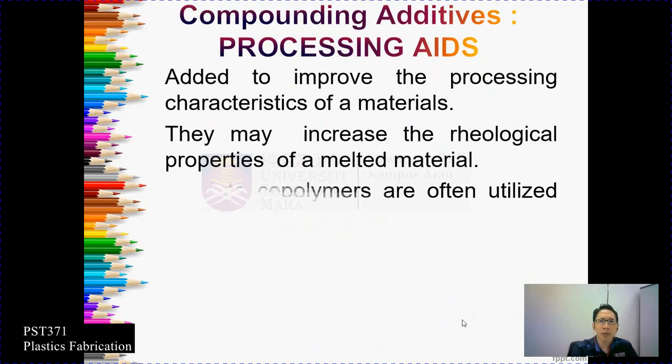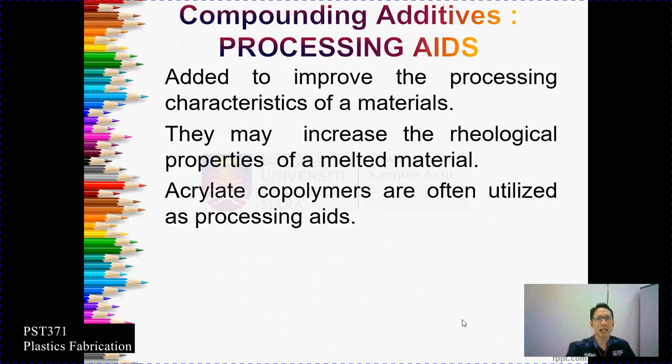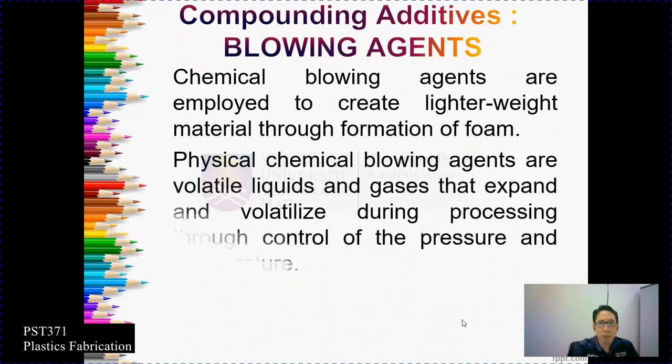And then we have processing aids. Okay, what is a processing aid? Added to improve the processing characteristic of the material, they may improve the rheological properties of the melted material. Acrylic copolymers are often utilized as processing aids. And then we have a blowing agent.